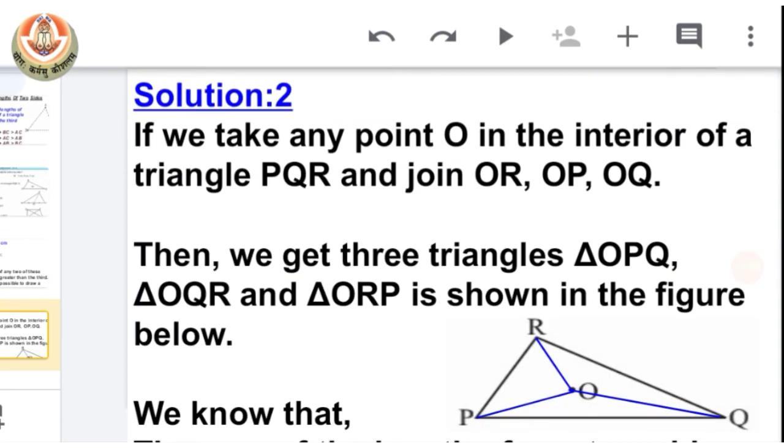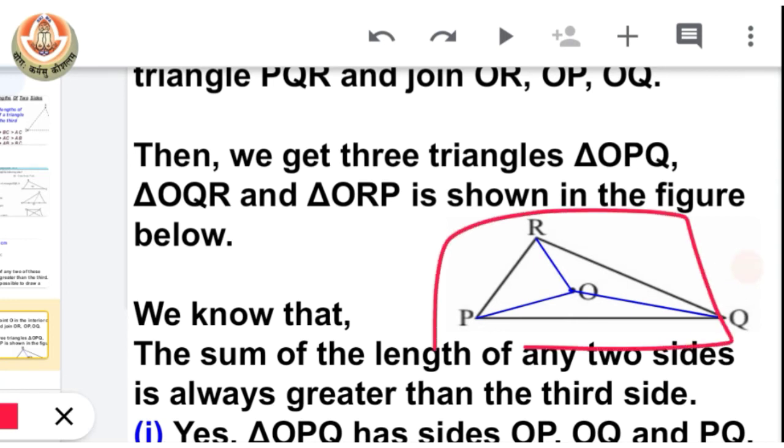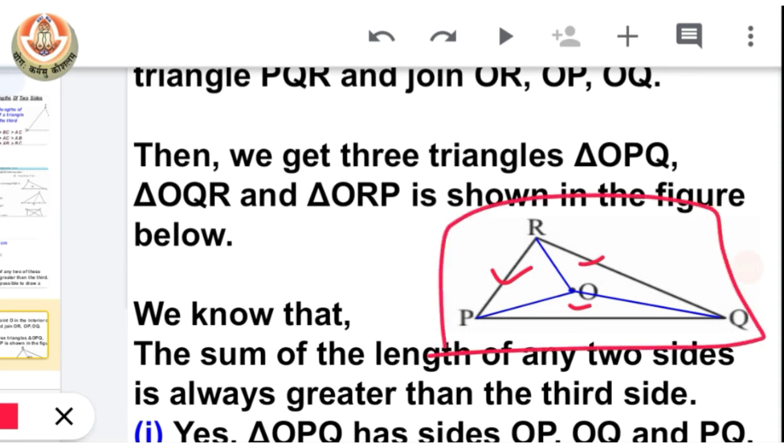Here, if we take any point O in the interior of a triangle PQR and join OR, OP and OQ, okay, this is the statement for the answer. Then we have this figure for the question. Now, we get 3 triangles inside PQR, which are OPQ, OQR and ORP. We have 3 triangles inside this big triangle PQR.